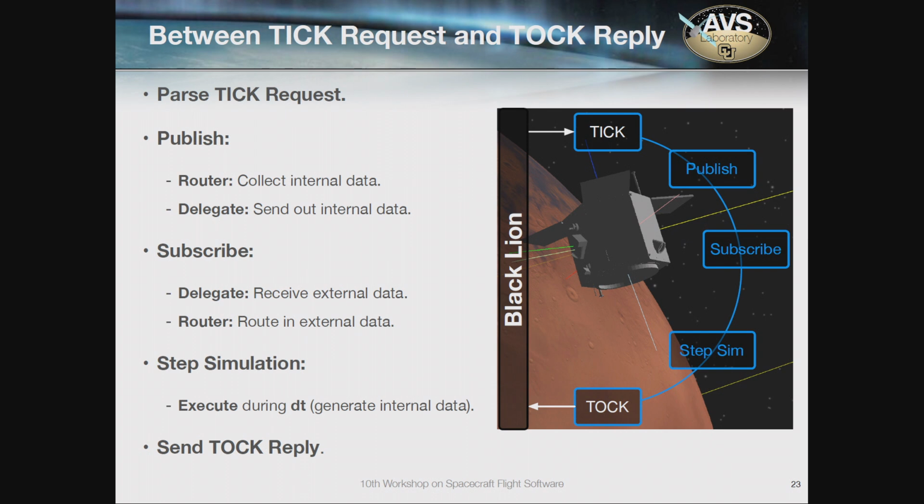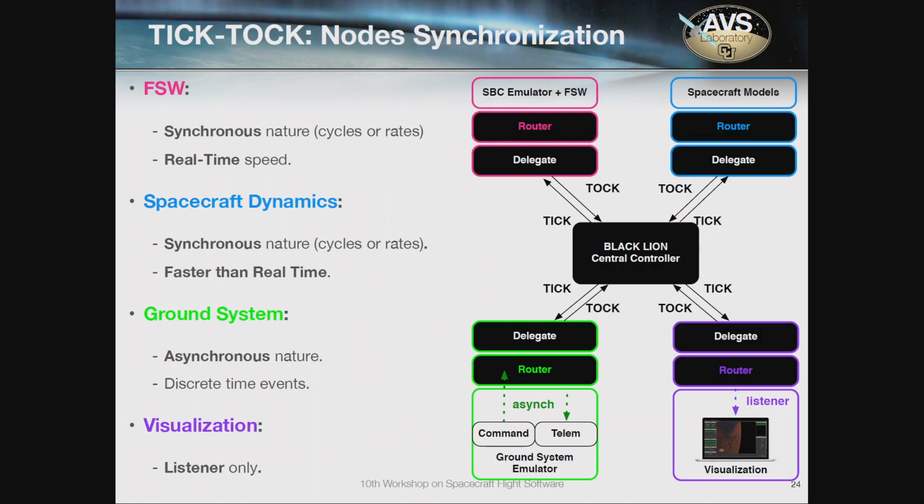When the nodes are done publishing and subscribing, then they step the simulation further, which just means execute your internal process during delta time. And in this execution is when they essentially generate new data that they may publish at the next tick signal. Because all the nodes are standalone applications, so different processes, and they run at different speeds, the tick strategy is what will allow us to essentially stay in lockstep.